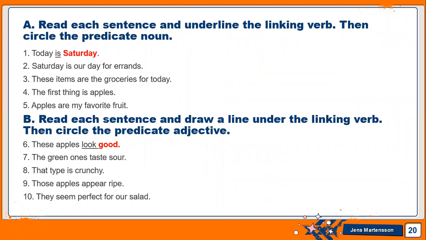You are going to read each sentence, underline the linking verb, and circle the predicate noun in part A. And in part B, you're going to read each sentence, draw a line under the linking verb, and circle the predicate adjective. We have already practiced solving exercises on predicate adjectives, predicate nouns and linking verbs, so I will leave this to you to assess yourself.